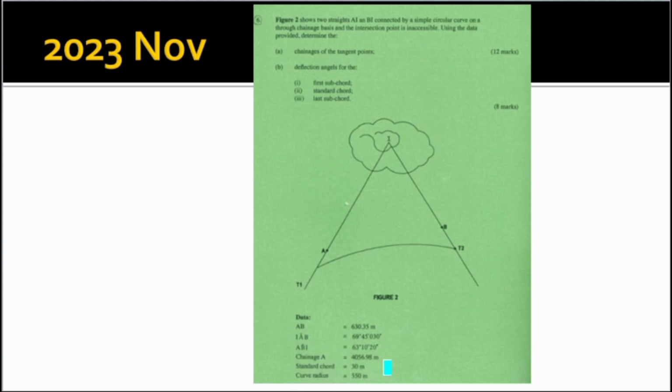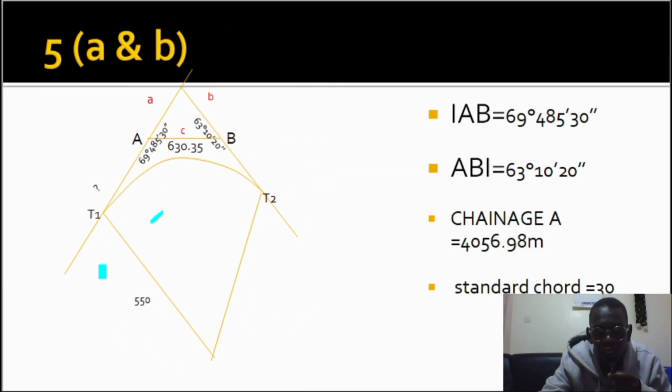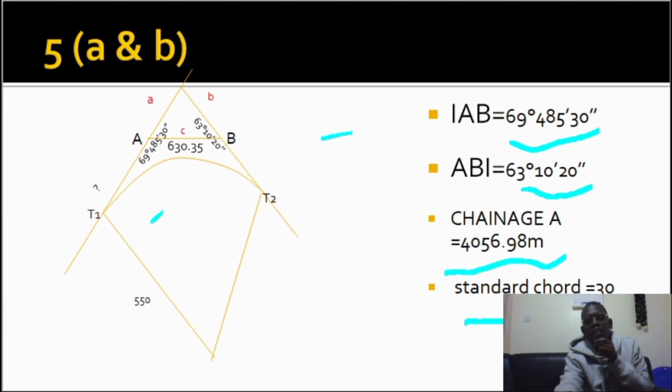Then the chainage at A, that is the most important point that we'll be using to calculate the deflection angles for the first subchord. Then from there, we'll be using the curve length to get the others. The standard chord is 30 meters, and we have a radius of 550 meters. In this rough figure, we have from T1 to A, and then from B to T2. The angles are here, I have clearly illustrated. Then the chainage at A, we have it. The chord length there is 30.